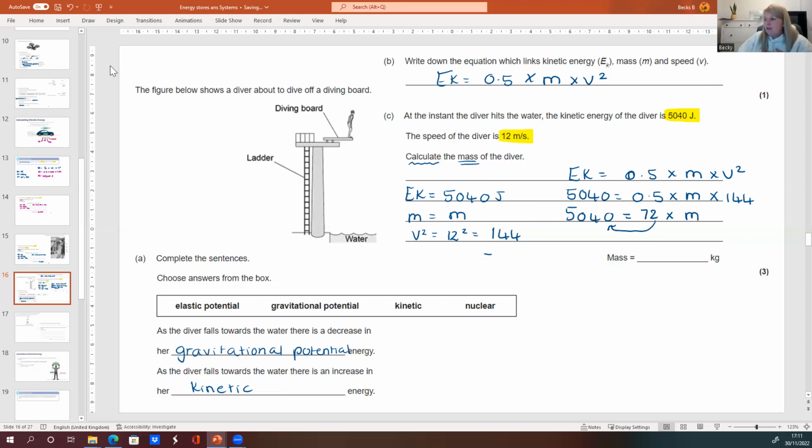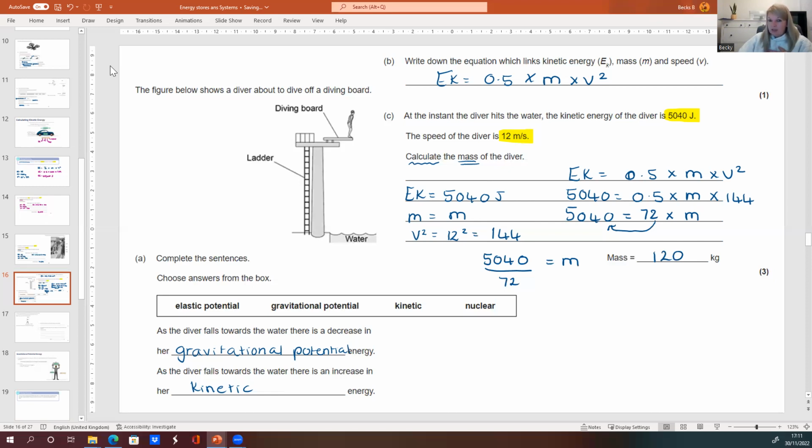So I'm going to write down here. My 5040 divided by 72 will give me m. So if I put that into my calculator, I've got 120 kilograms. Hopefully you agree.